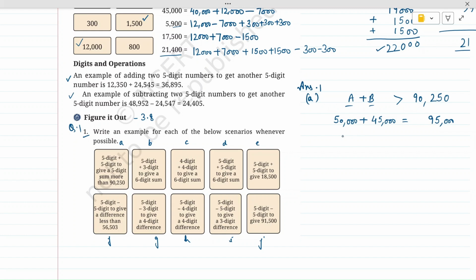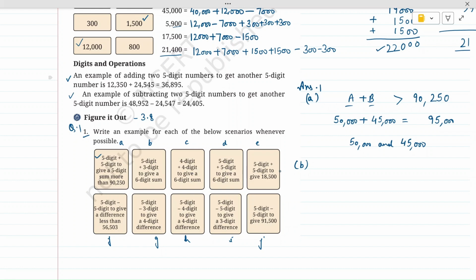The two numbers which I took are 50,000 and 45,000. They both are 5-digit numbers, and when I add them, I get a sum more than 90,250. My sum is 95,000. So this is done. Now the B part. B part is, we have to add a 5-digit number to a 3-digit number in a way that it should give us a 6-digit sum.